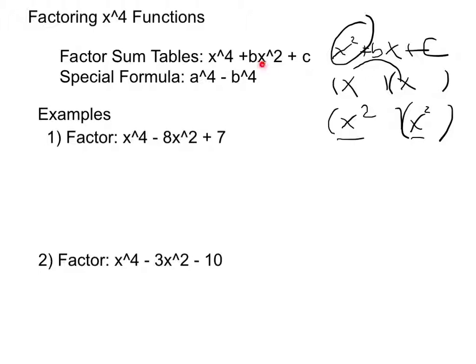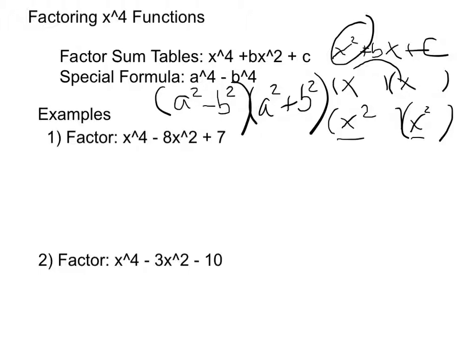The other situation is if I have a to the fourth minus b to the fourth. Notice that's very similar to having a squared minus b squared. It factors in a very similar fashion. It's going to factor to a squared minus b squared times a squared plus b squared. So again, very similar to before. And again, I always have to double check to make sure I can't factor further.